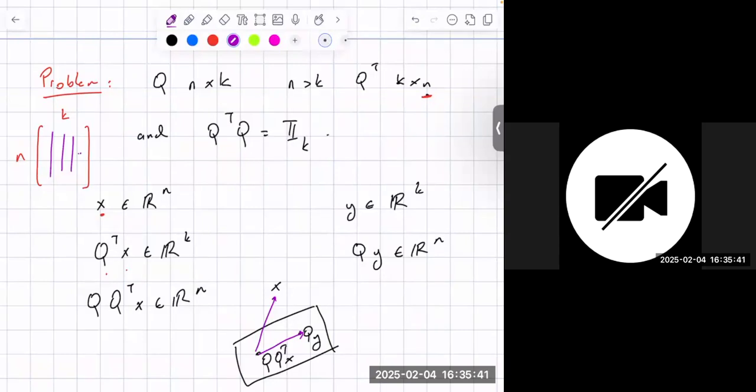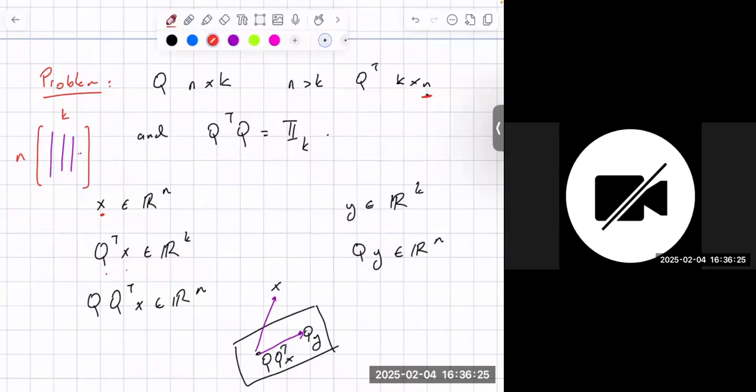Very good. Now, let's say I'm trying to find somebody in the span of these columns that is the closest to my x, okay? That should be the projection of x onto this space, right? That's what the projection was. When we were talking, I'm just trying to remind you, okay? So if this is the projection, how would I know that? Okay, let's go slow, step by step.